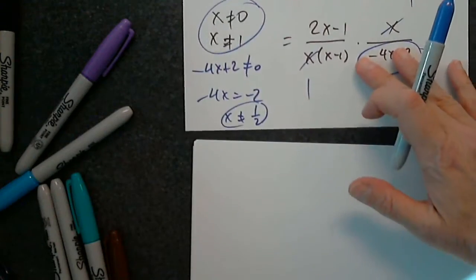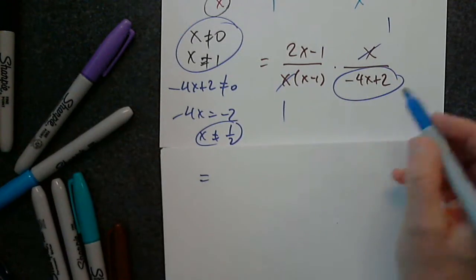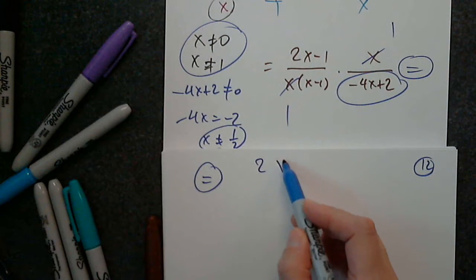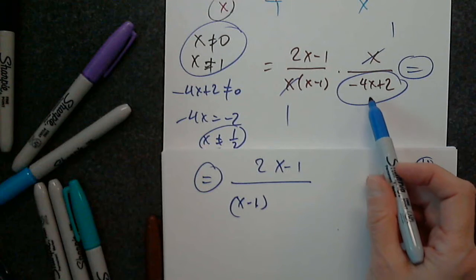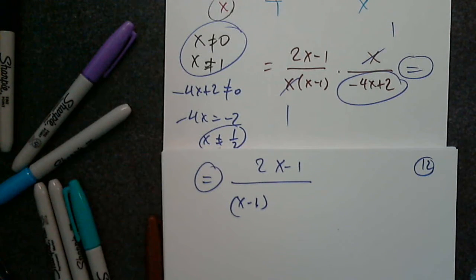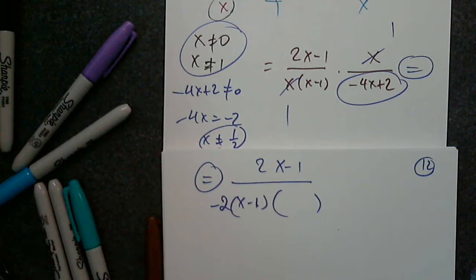Okay, so now I can simplify the x with x, but what do I do with this? So the numerator is 2x minus 1. Okay, I do have an x minus 1. What do I do with this? How do I factor this? What do I factor from negative 4x plus 2? The negative leading coefficient is mandatory. So negative 2. What is left in parentheses?